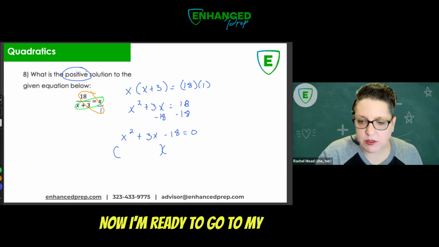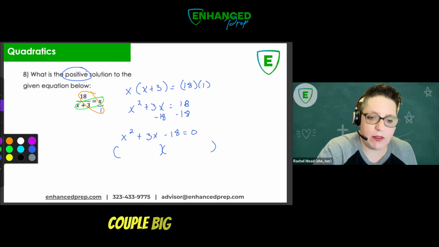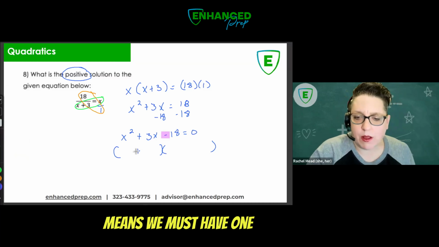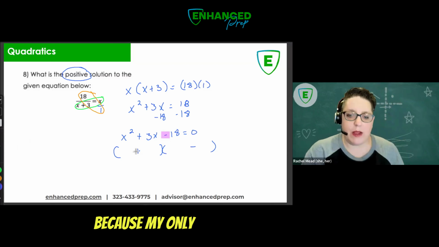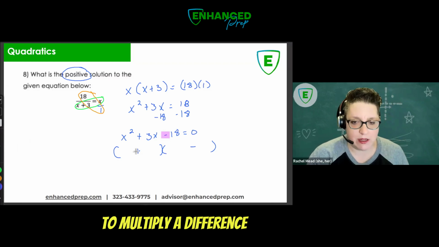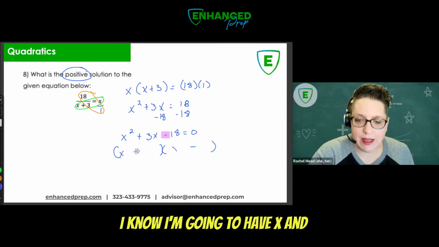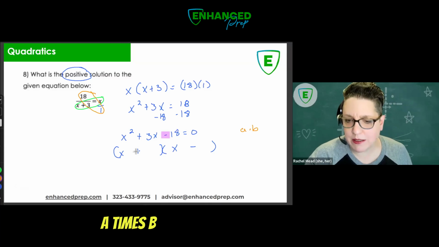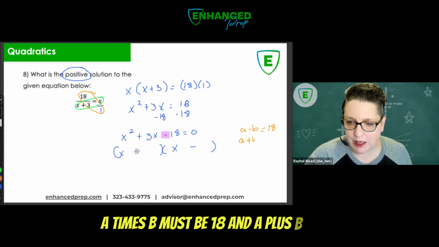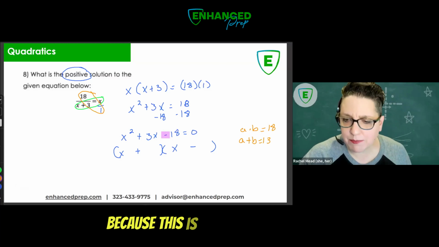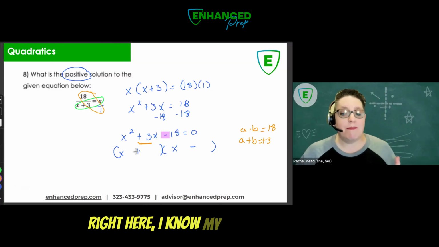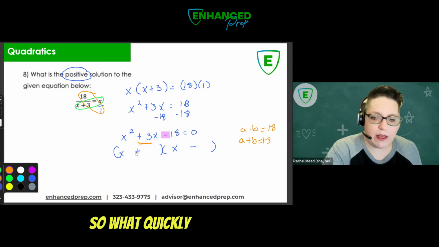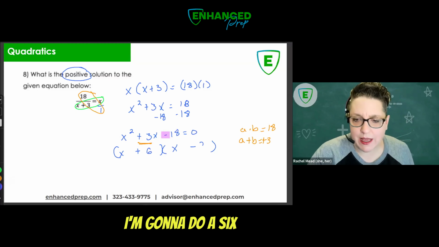Now I'm ready to go to my two sets of parentheses in order to factor. Couple big things with factoring to remember. When this sign is negative, it means we must have one plus and one minus, because my only way to get a negative is to multiply a difference of signs here. I know I'm going to have x and x up front. I need two numbers that multiply together. A times b must be 18, and a plus b must be 3. Because this is a positive 3 value right here, I know my bigger number must be the positive one, where my smaller will be the negative. So what quickly comes to my mind here is I'm going to do a 6 and a 3.